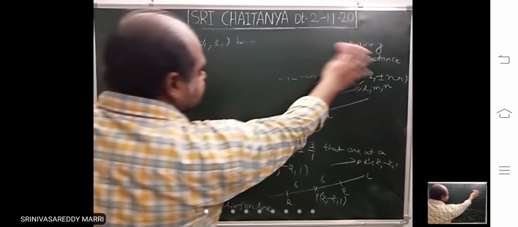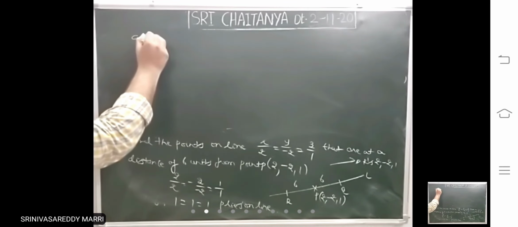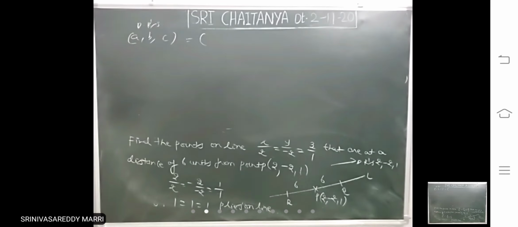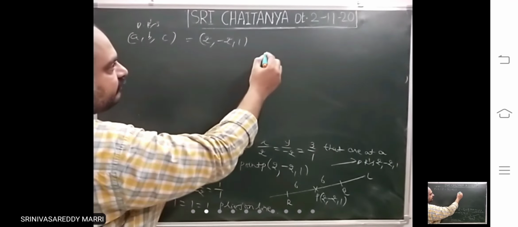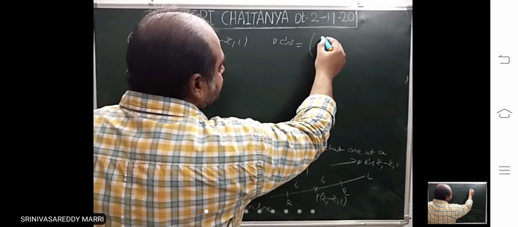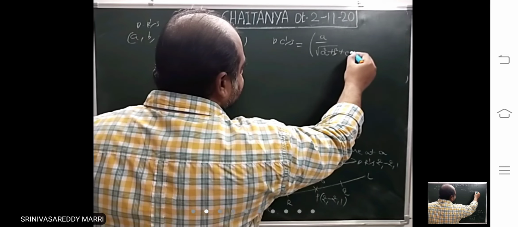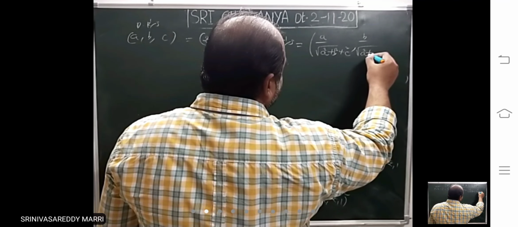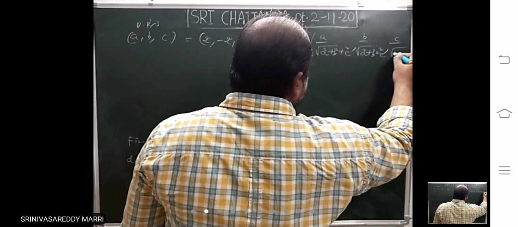You want DCs. DRs, you know. DRs are given for that line. DRs are given 2, minus 2, 1. DC's formula is what? I have told the formula. A by root of A square plus B square plus C square, B divided by root of A square plus B square plus C square, C divided by the same.